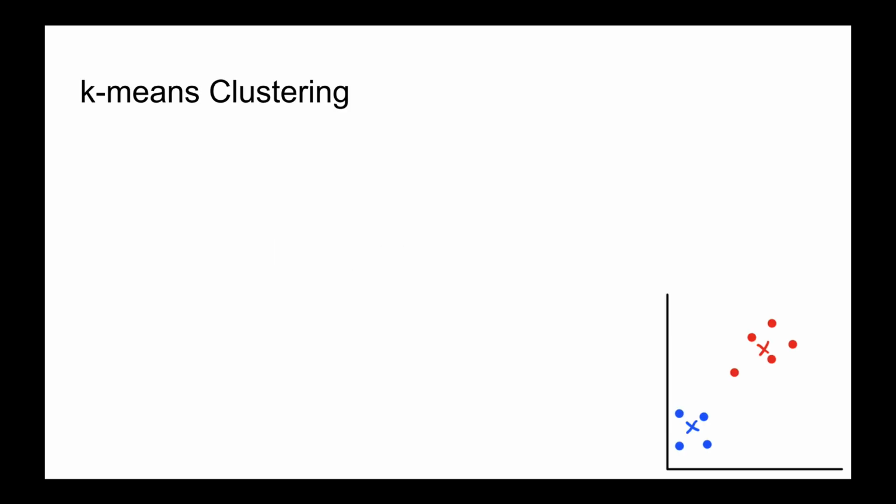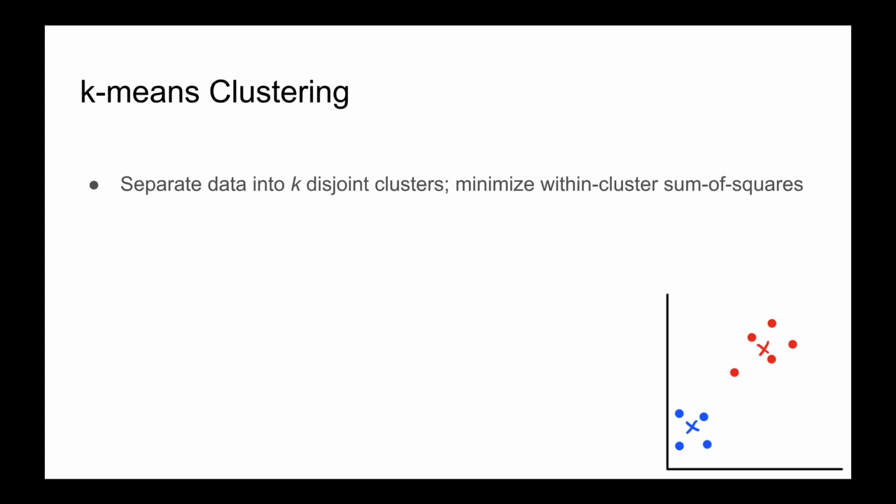In this video, we are going to look at probably the most popular clustering algorithm called k-means clustering. So k-means clustering, the point of it is to take our cluster data and then separate it into k disjoint clusters. And these clusters are defined such that they minimize what's called the within cluster sum of squares, but we'll get to that a bit later.